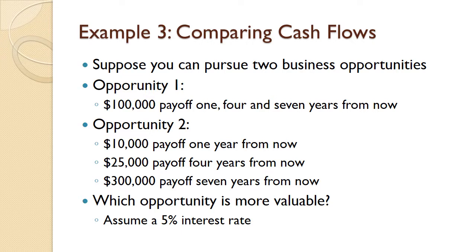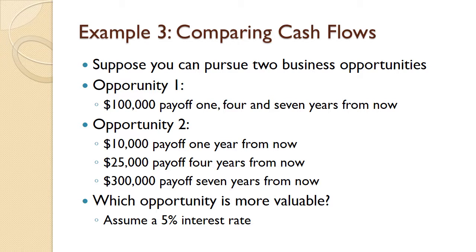Let's consider a simple example of comparing cash flows. Here we have two business opportunities. The first will generate 3 payoffs of $100,000, and these payoffs will come 1, 4, and 7 years in the future. The second opportunity will also generate 3 payoffs, but the first 2 will be rather small, while the last will be substantial. Opportunity 2 will pay $10,000 in 1 year, $25,000 4 years from now, and $300,000 7 years from now. Assuming a 5% interest rate, which would be more valuable?